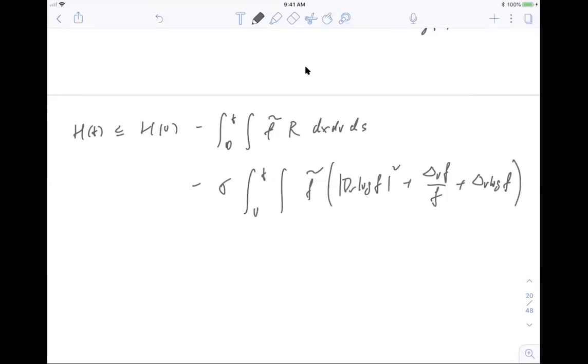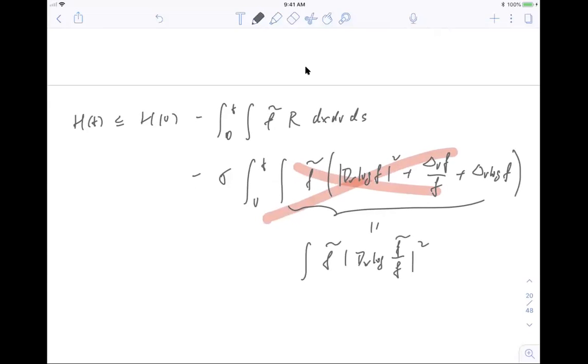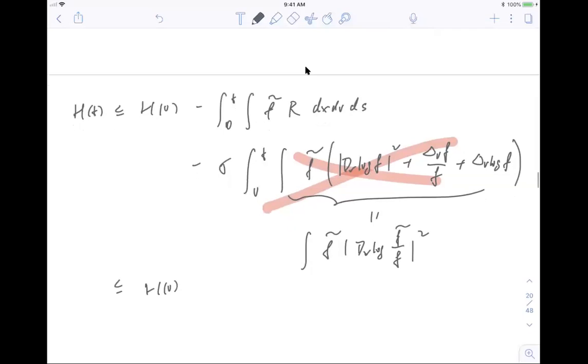So actually I claim you can check this, which is just f tilde times f squared, and this is positive, right? We can use integration by parts, and we can basically throw this term away. So this term is always positive. It's minus a positive term. So we have this.